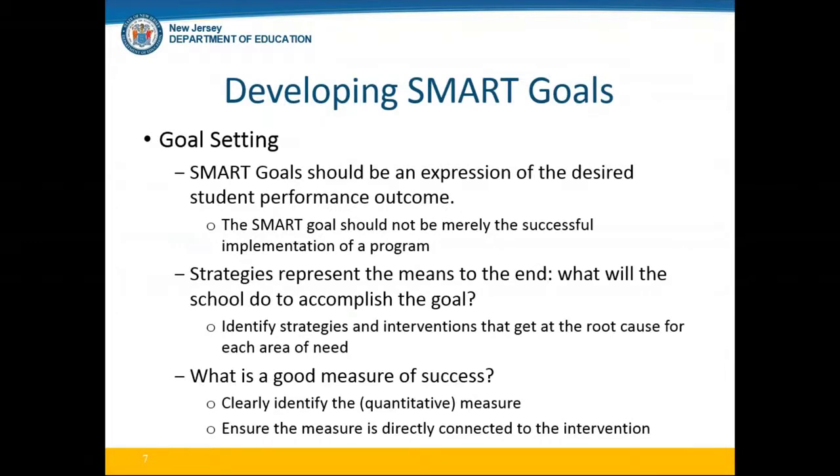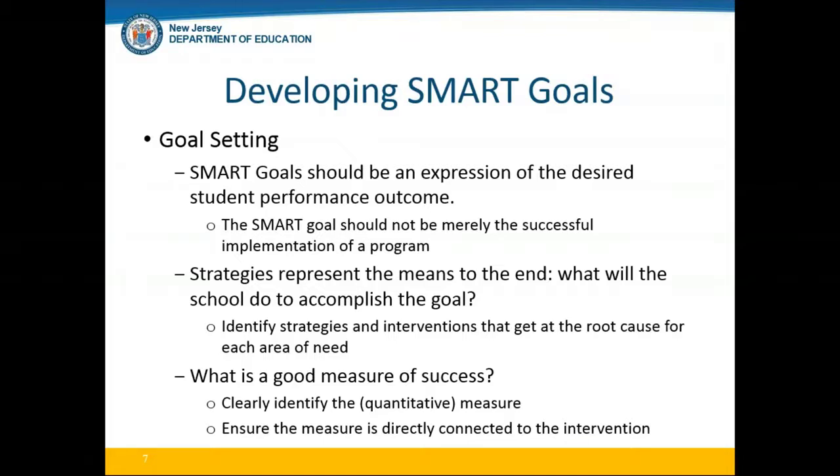We have defined the acronym, but when goal setting, why do we want our impact goals to be SMART? First, we want our goals to be a specific expression of the desired student performance outcome. Our goal should be crafted so clearly and narrowly that we can be confident that if we achieve the goal, we will improve student performance.